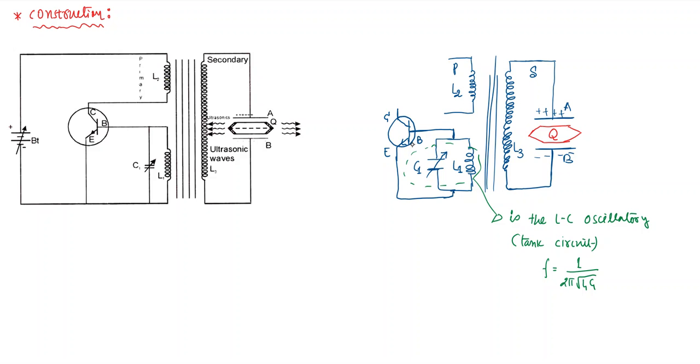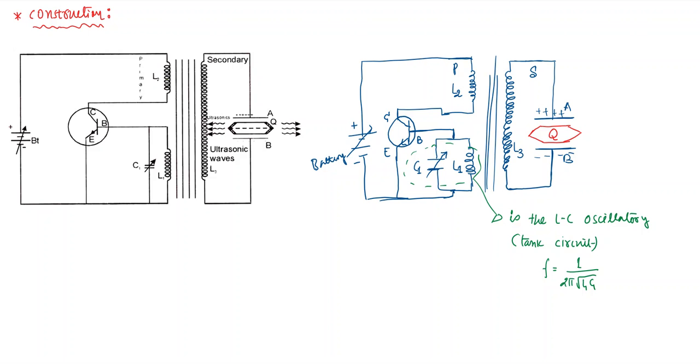So between base and emitter of a transistor, the LC oscillatory circuit is connected, and between collector and emitter, L2 is connected via a battery. So here is the second circuit, which is connected between collector and emitter through a battery. This is a variable battery and it is connected through this. So this is all about the piezoelectric generator.